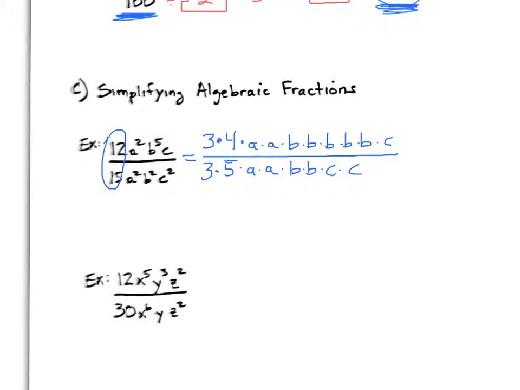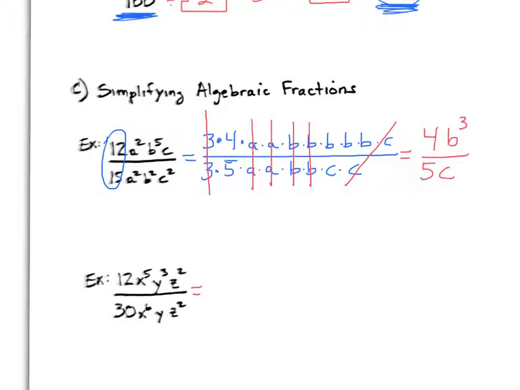And now all I have to do is cancel, which is looking for 1s. So 3 over 3 is 1. That's what canceling is. You're dividing. You can only do this in a multiplication problem. So notice everything's being multiplied. A over A, A over A, B over B, B over B, C over C. And what you have left, on the top you have a 4 multiplied by B to the 3rd power, because there's 3 of them. And underneath, there's a 5 and a C. And that's it. All right, let's go a little quicker.